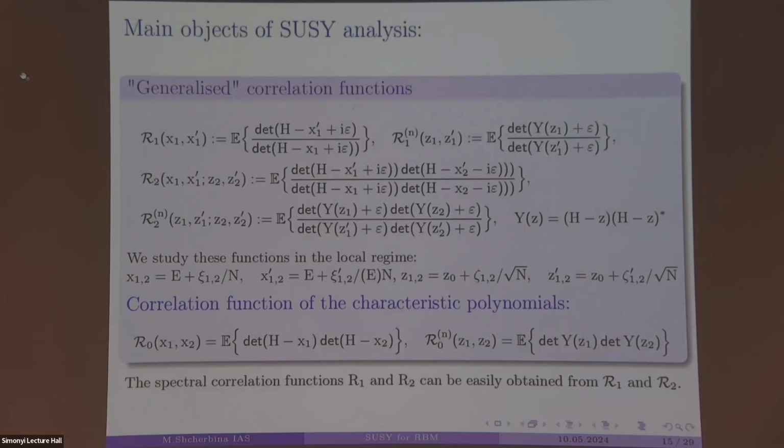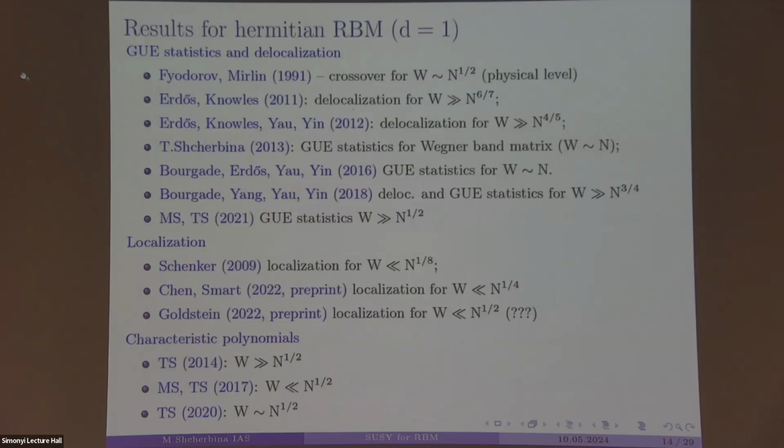Sorry, I don't understand. Was it a conjecture then, or is it really a preprint? The result by Goldstein, is it a preprint? It's a preprint. It appeared almost at the same time as Smart and Chen. Does it have a proof in it, or just a statement?